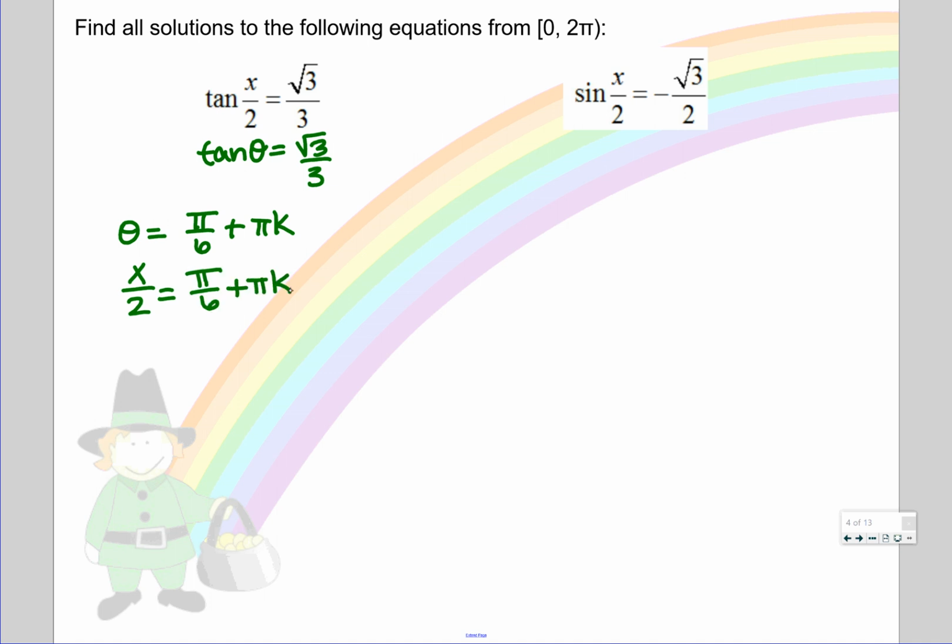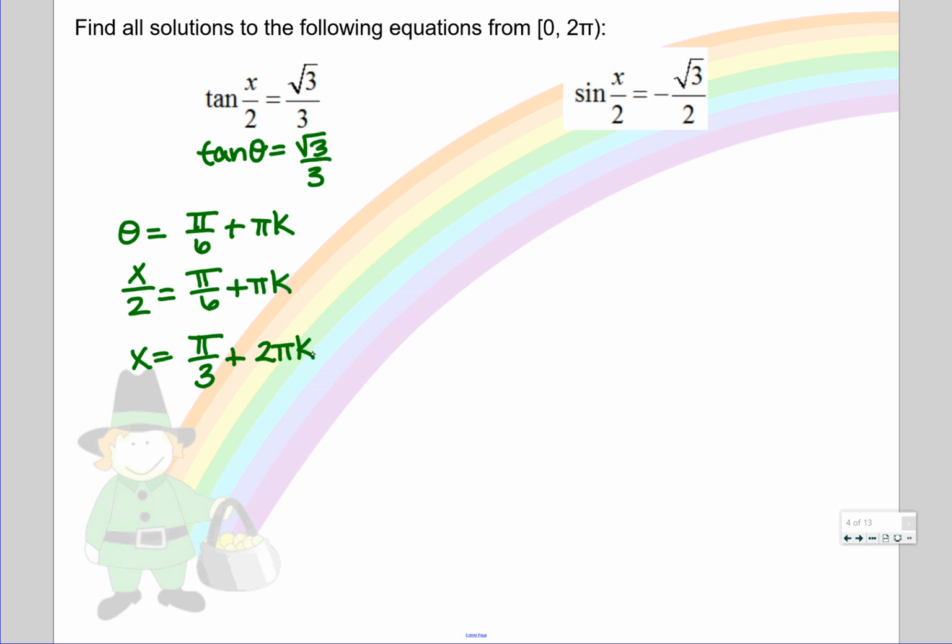And now to solve for x, what do I have to do? Multiply everything by 2. So this time everything's going to get larger. Pi over 6 times 2 will give me 2 pi over 6, which reduces to pi over 3. And then 2 times pi k will be 2 pi k. So if the problem just said find all the solutions, period, this is it. These are all the solutions on the planet.